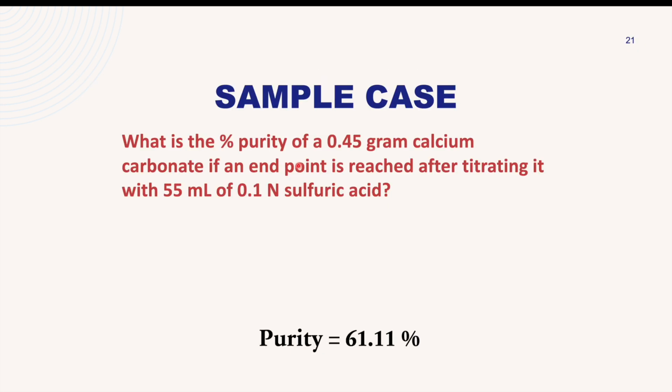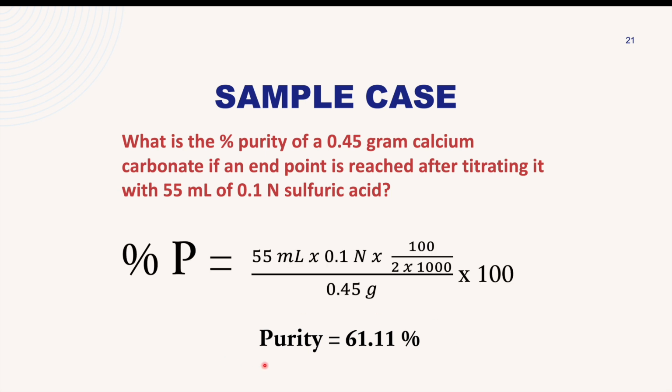This is our original problem. I'm sorry I revealed the answer right away, but here's the equation. You will just assign: this is your volume times normality times MEQ divided by the weight of your substance or sample times 100. So 55, that's the volume, 0.1, and that's the normality. And then remember, this is MEQ, and the way you solve it is molecular weight divided by the number of equivalents, or the N factor, times 1000. That's the MEQ.